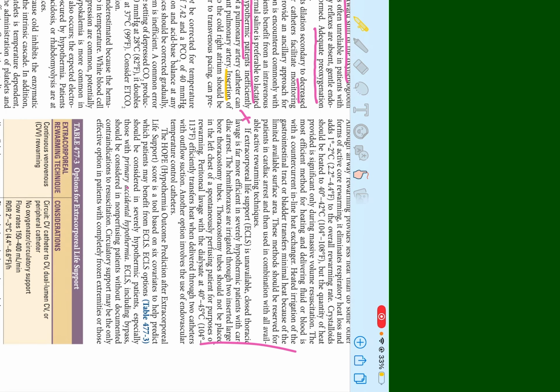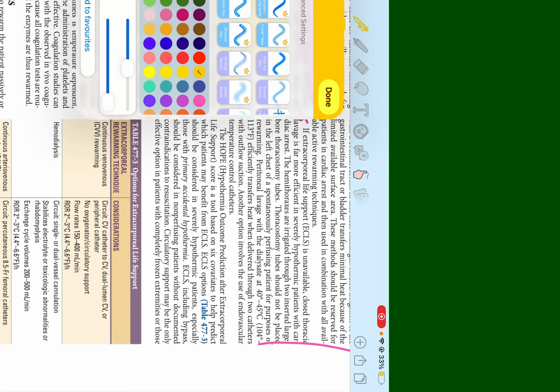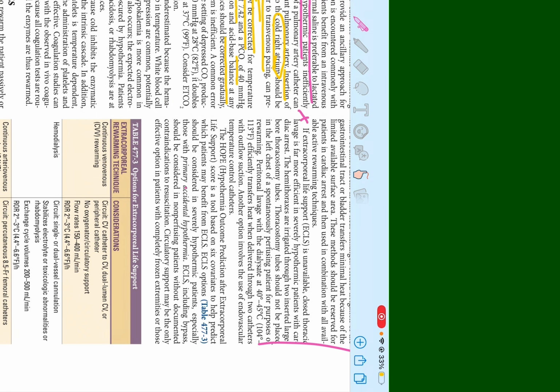You can also insert a CVC into the right atrium, but it should be avoided since this procedure, similar to transvenous pacing, can precipitate arrhythmias. Hypothermia patients already have more risk for arrhythmias. And arterial blood gas monitoring should not be corrected for temperature. An uncorrected pH of 7.4 and PCO2 of 40 will reflect appropriate ventilation and acid base status at any core temperature. This line will directly be asked in this NEET SS.